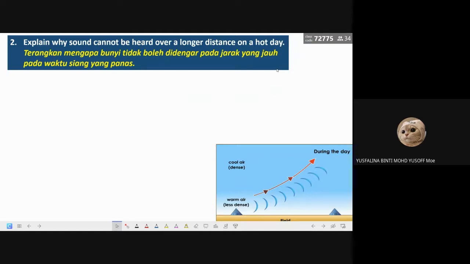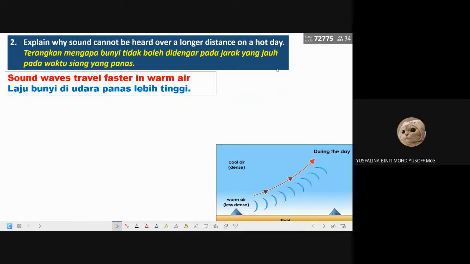Alright, for number 2, it says here, explain why sound cannot be heard over a long distance on a hot day. Sound waves travel faster in warm air. So during the daytime, at the bottom part here, this will be hot air, or warm air.